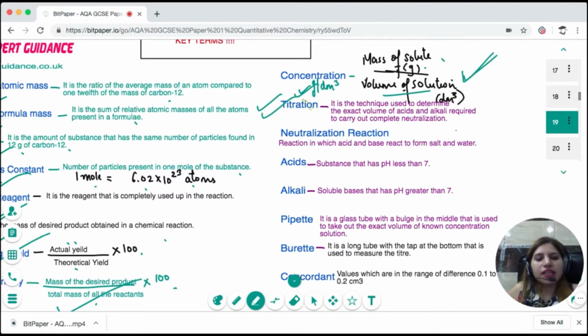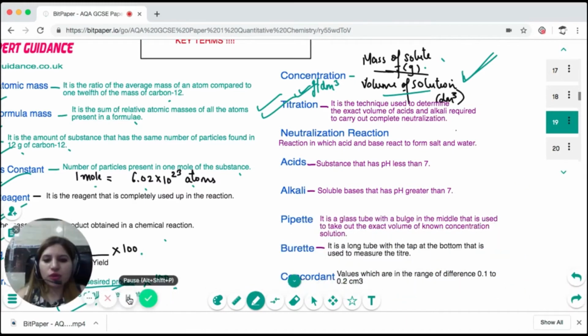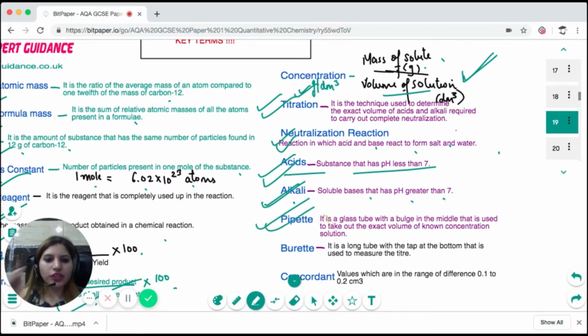It is a technique used to determine the exact volume of acids and alkali required to carry out the neutralization reaction. Neutralization reaction is a reaction in which the acid reacts with base to form salt and water. Acid is substance that has pH less than 7. Alkalis are soluble bases that has pH greater than 7. Pipette is a glass tube with a huge bulb in the middle that is used to take out the exact volume of known concentration solution.